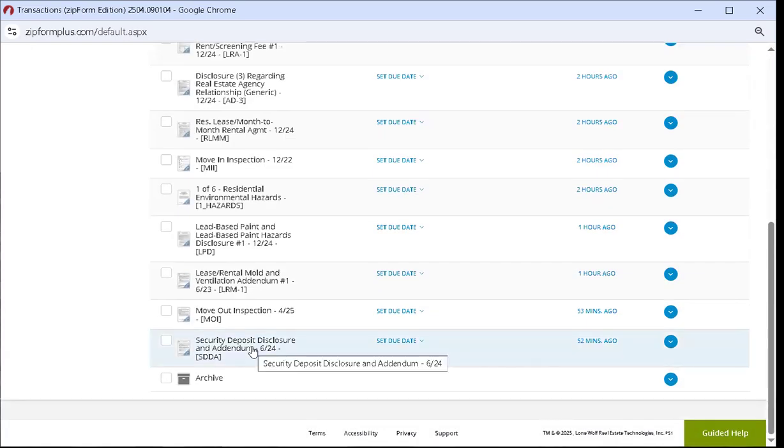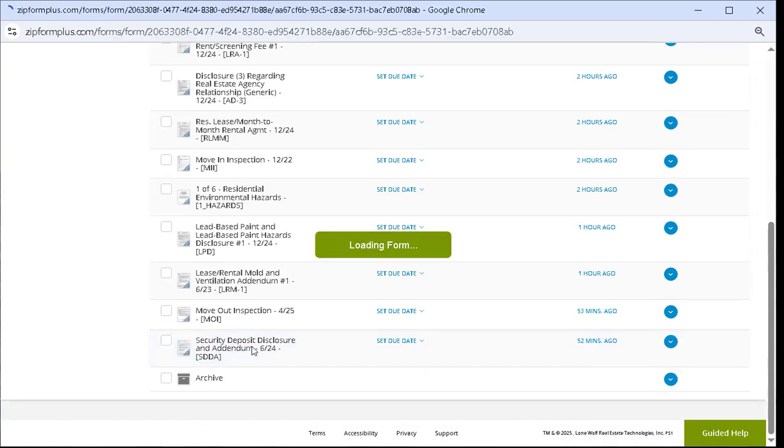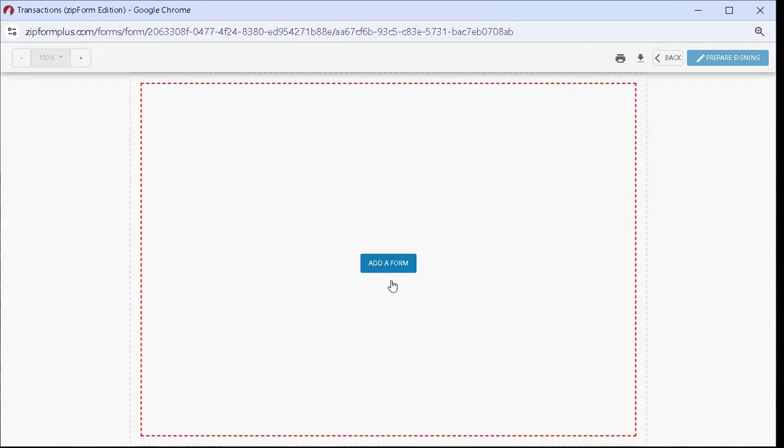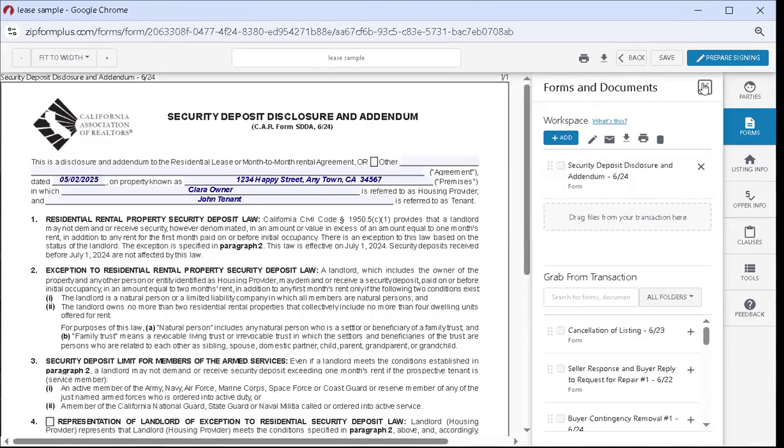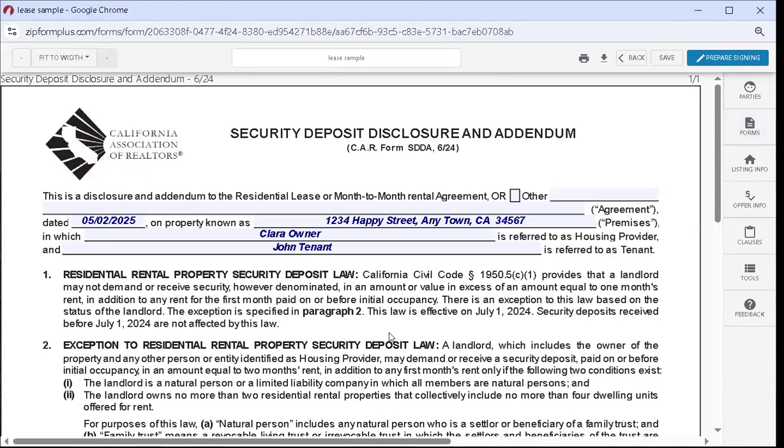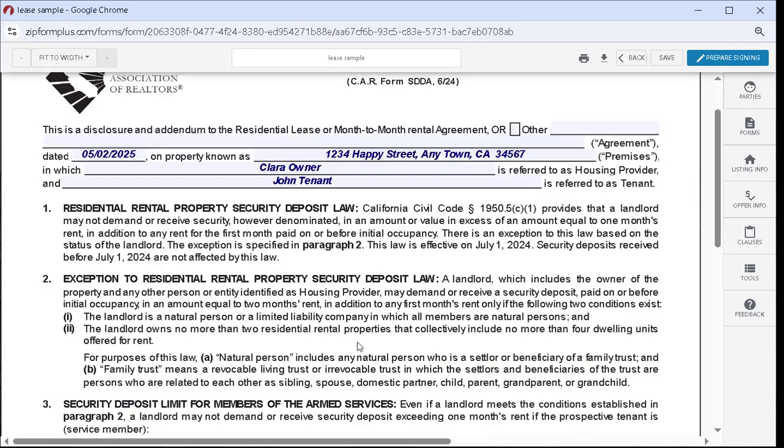Here is the security deposit disclosure that I think is really nice that they did. I'm going to open it. Yes, I have to get that moving this week. In fact, you're the one that told me about it. So, the security deposit disclosure and addendum, I recommend that you put this on all of your leases.